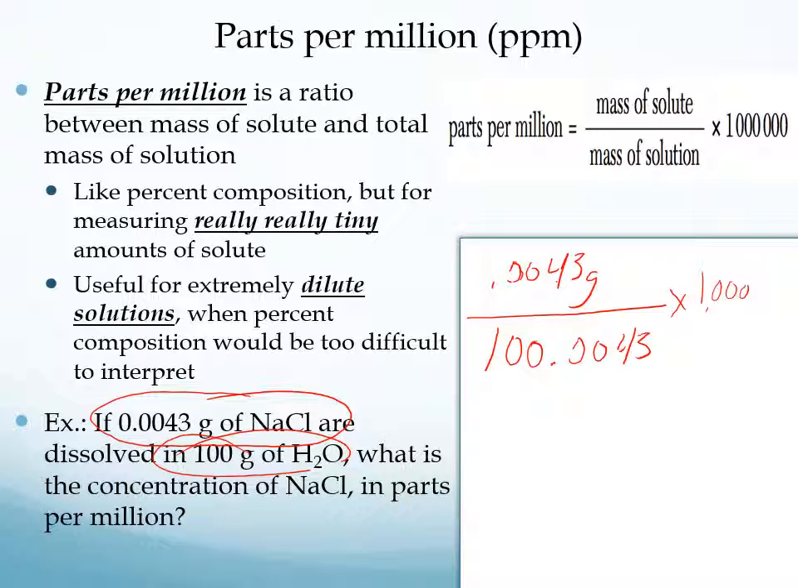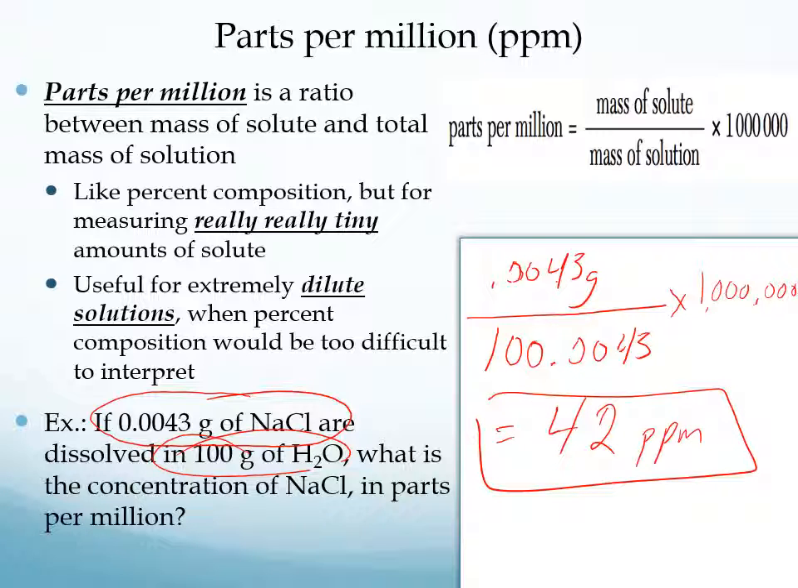So 1, 2, 3, another 3 zeros. Multiply it out. And when we do this, we should get an answer of 42. And our unit is ppm, parts per million. That means if we divided these 100.0043 grams of salt water into 1,000,000 little pieces, 42 of those 1,000,000 pieces would be just the salt.